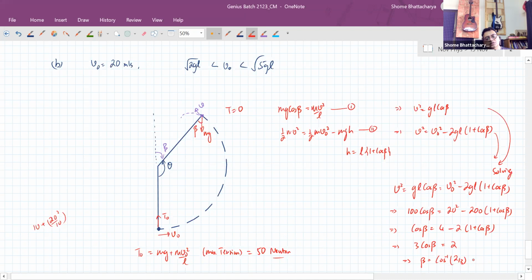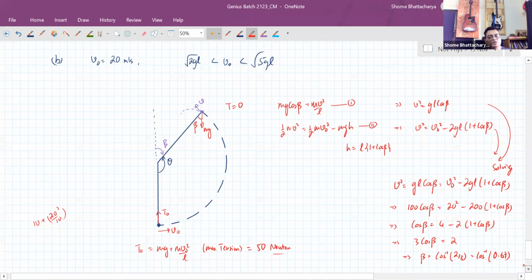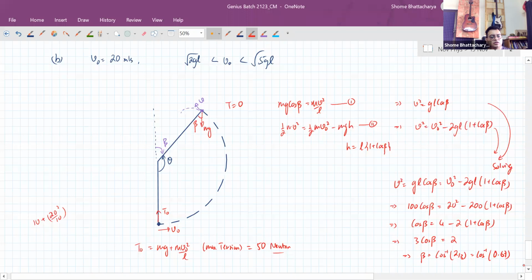So we can leave the answer this way. That's cos inverse 0.67. If you want the numerical value, then we can just use a table or a scientific calculator. So I'm doing that. For accuracy, I'll take it 0.667 cos inverse. Should be about 48 degrees.